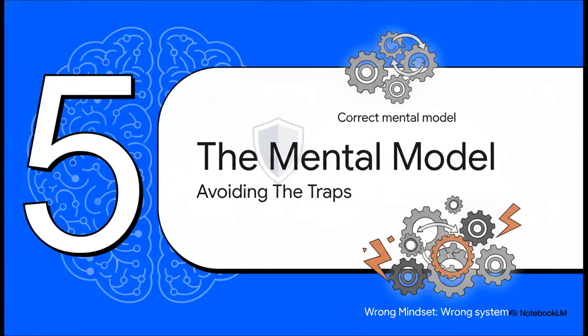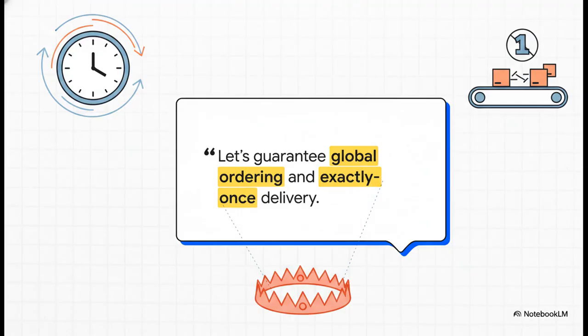So, all of this really brings us to the most important point of all, having the correct mental model from the get-go. Because if you start with the wrong assumptions, I guarantee you will build the wrong system. And this is a classic trap that even really senior, really smart engineers can fall into. They reach for the most robust, theoretically correct solution. They say, let's guarantee perfect global ordering, and let's guarantee exactly once delivery, which is notoriously difficult and expensive to achieve. It sounds like the right thing to do, but it's a trap.